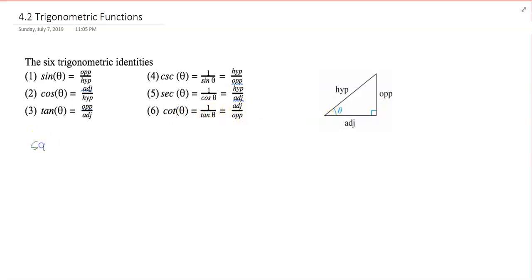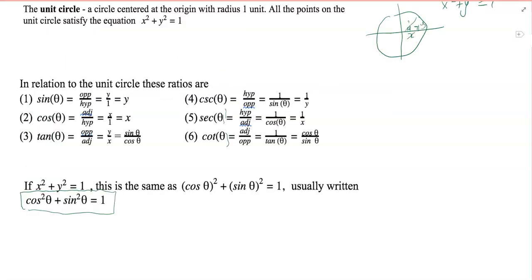Now, previously, you may have learned of these trig identities as SOHCAHTOA for the sine, cosine, and tangent, just as a way for you to have remembered it. Now, let's apply these ideas to the unit circle.